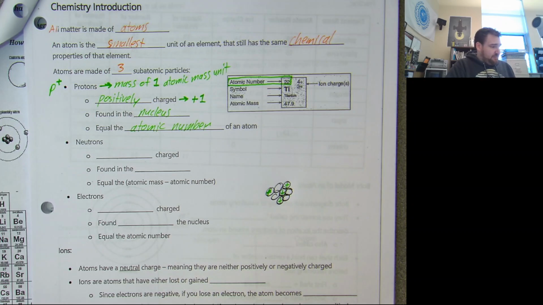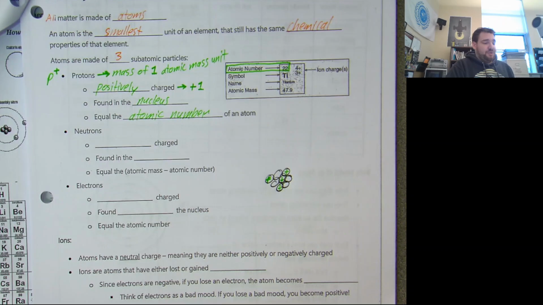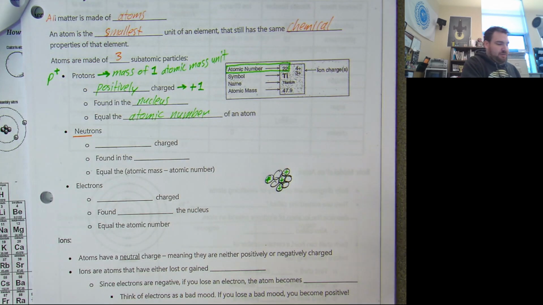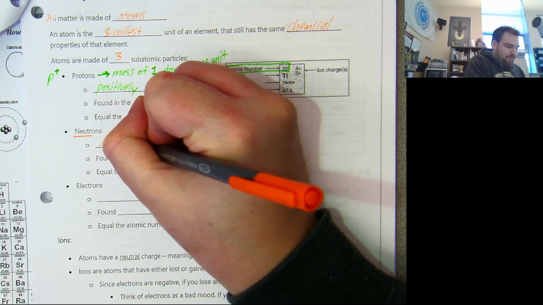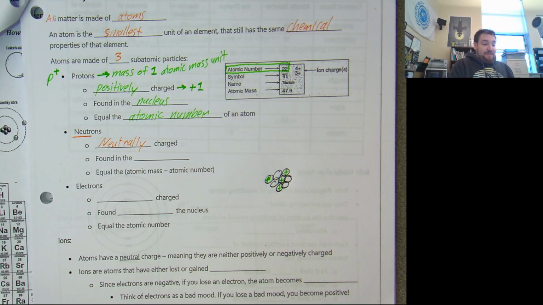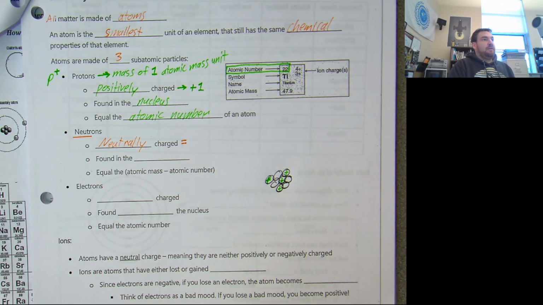Then we move to the neutrons. Where do you find a neutron? What is special about a neutron? What do you know about neutrons? They're not negative. It's in the name. They're neutrally charged because it's a neutron. And if something is neutrally charged, it has a charge of what? What's the numerical value for a neutral charge? 0.